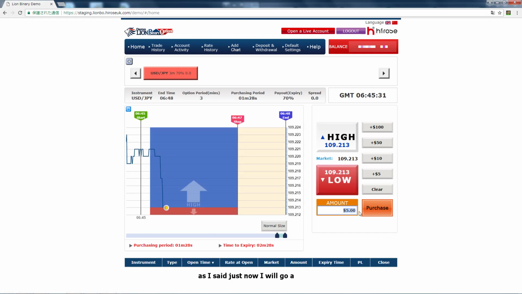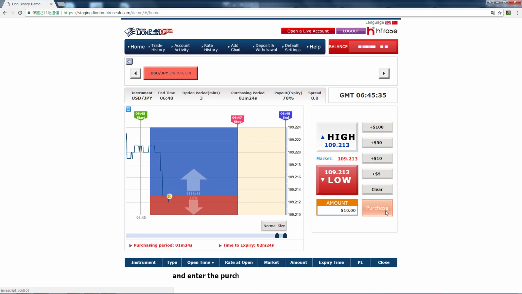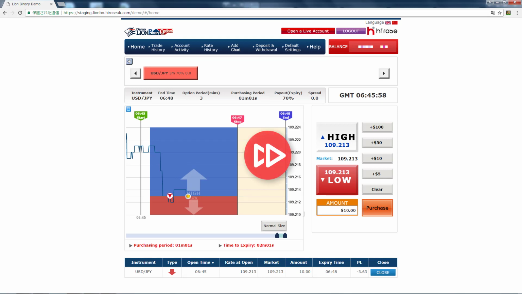Yep, let's get back to the 3 minutes time frame and get ready for our trade. So as I said just now, I will go after low. So I click on low and I enter the purchase amount I want to trade with. And now I finished the first purchase. So now we can have a look to see whether the market is gonna go against me. So if it goes against me, then I will make a second purchase.